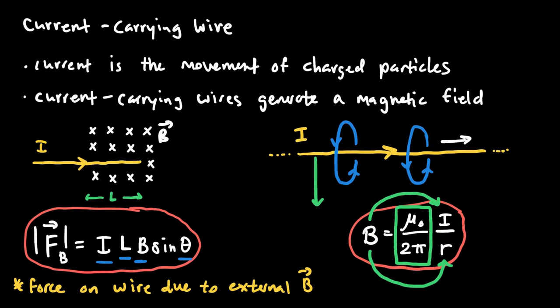And both of those are just direct relationships. One is proportional, one's inversely proportional. There's no squared terms. So if I go twice as far away, the magnetic field is half as strong. If I increase the current by a factor of 2, the magnetic field is twice as strong.